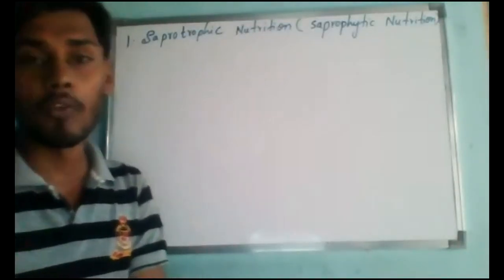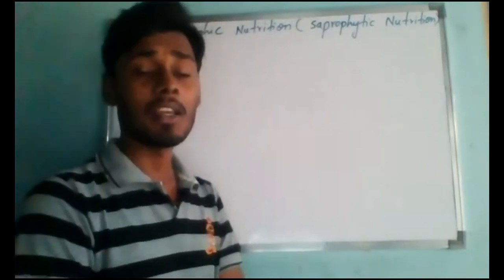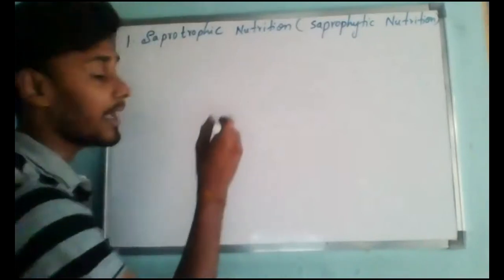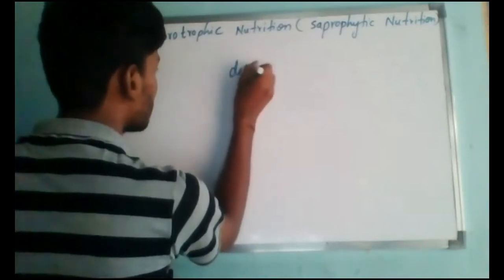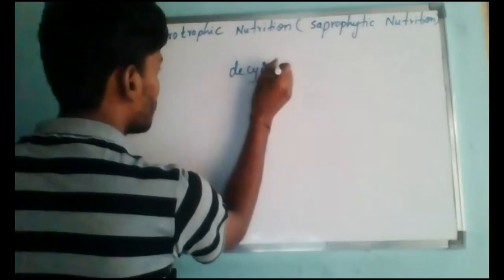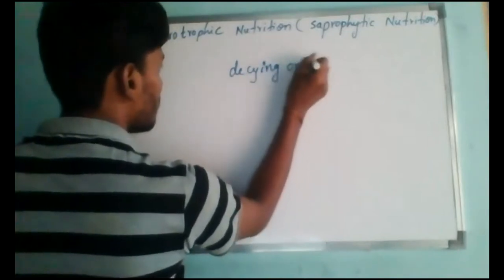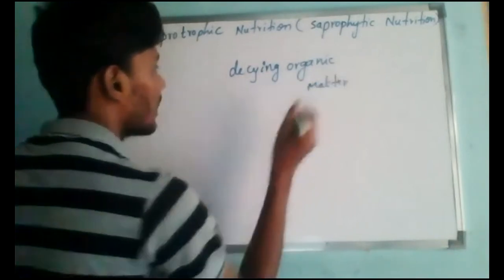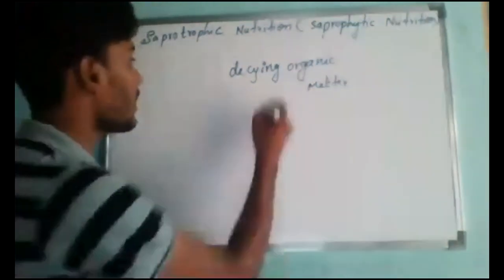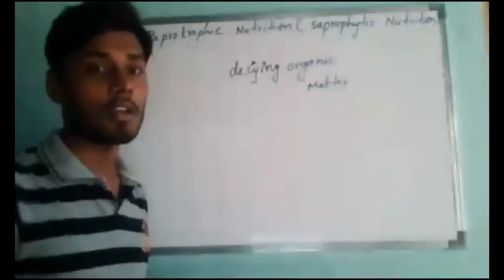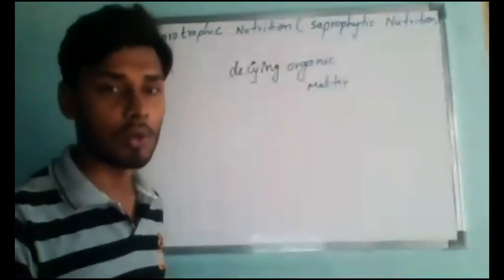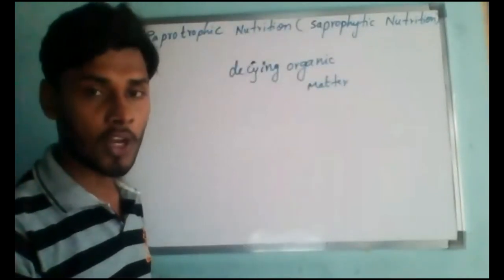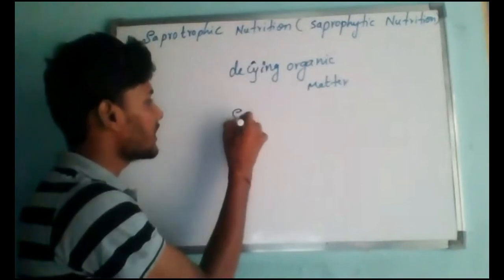It is the mode of nutrition in which an organism obtains its food from decaying organic matter. Decaying organic matter. So this decaying organic matter like dead plants, dead animals, and rotten bread, etc. is only saprotropic nutrition.